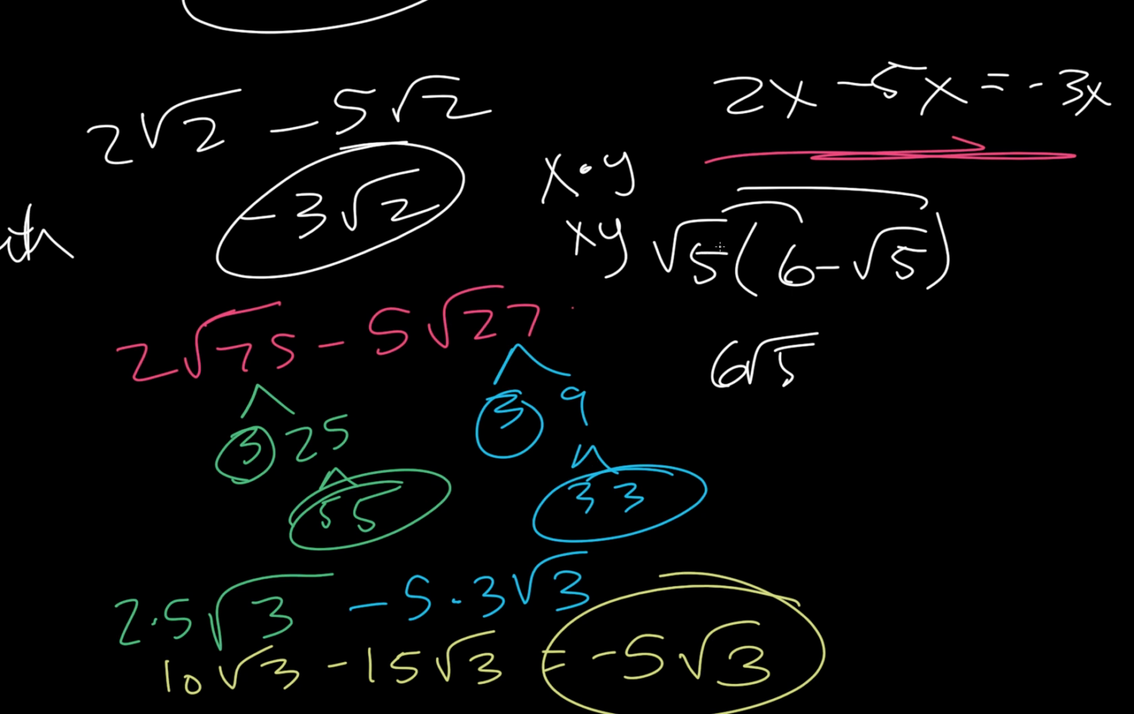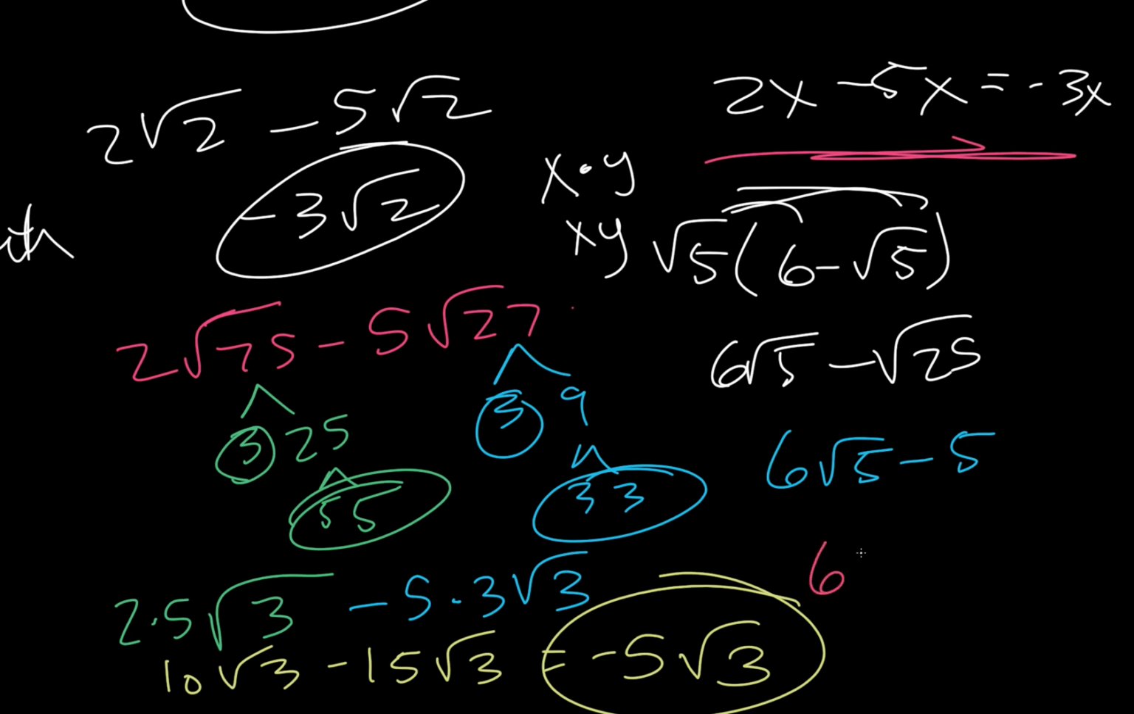Okay? Now if we have the root 5, if they're both under a root, we actually multiply them out. So that's 25. Now we simplify that. So the square root of 25 is just 5. So we get 6 root 5 minus 5. And that's it on that one. And then there's a part B on that one.